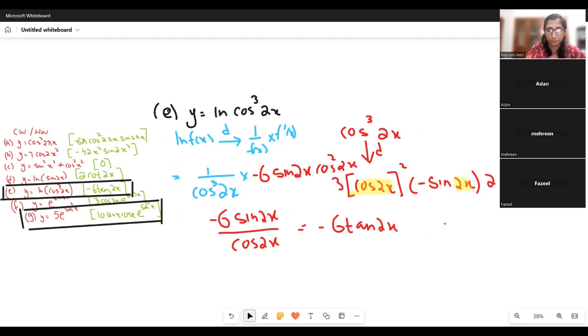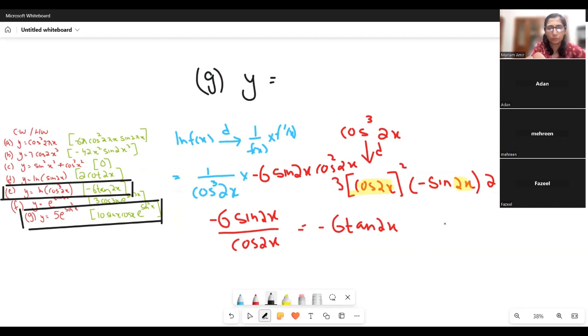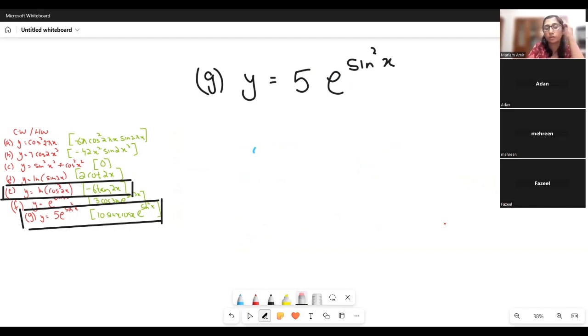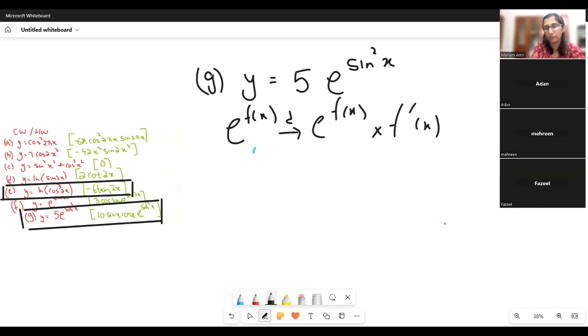All right, part G. Part G is y equals 5 e power sine square x. Okay, 5 is going to stay the same. It's the constant coefficient. Okay. And what is the derivative of e power fx? It is e power fx times f prime x, the derivative of fx.